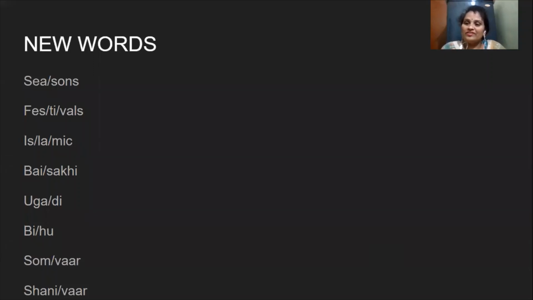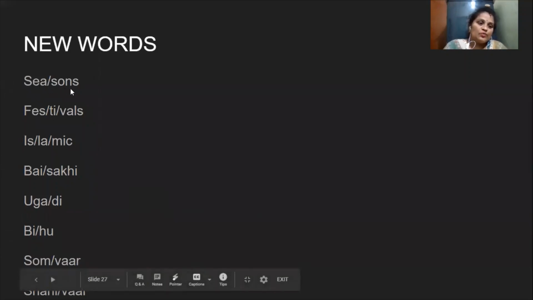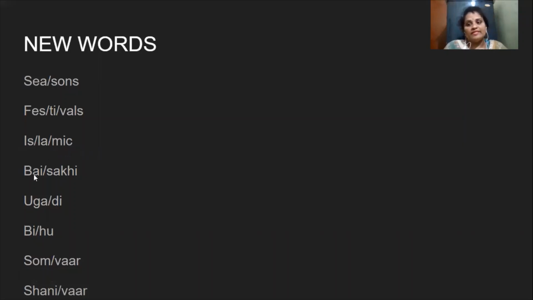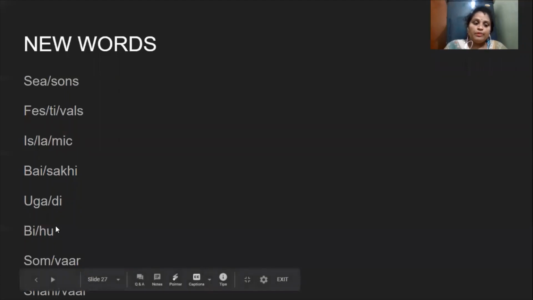Till now, whatever we have learned from the topic, we have a few new words. They are seasons, festivals, Islamic, Baisakhi, Ugadi, Bihu, Somvar, and Shanivar.